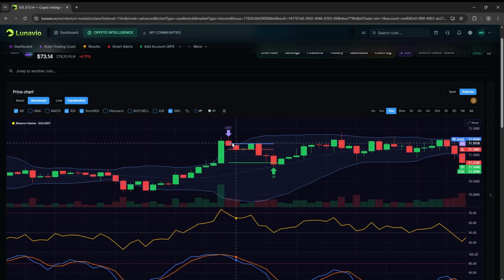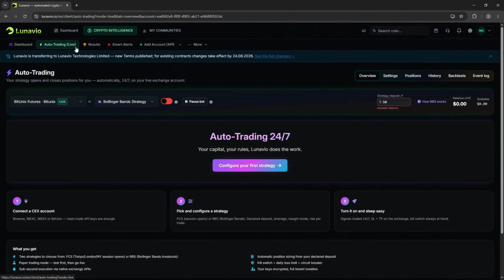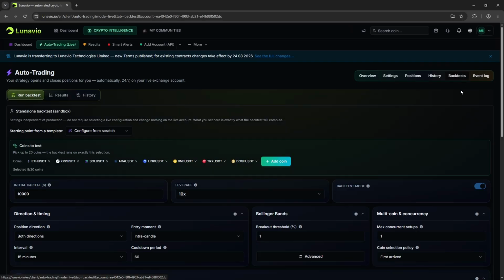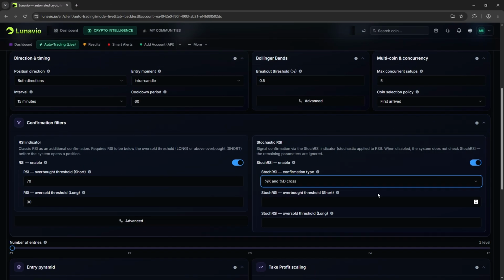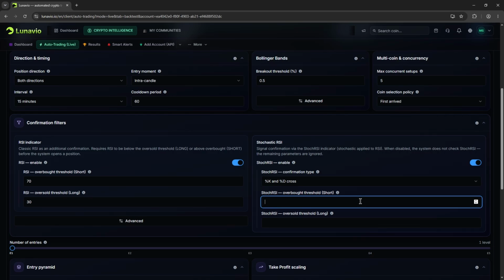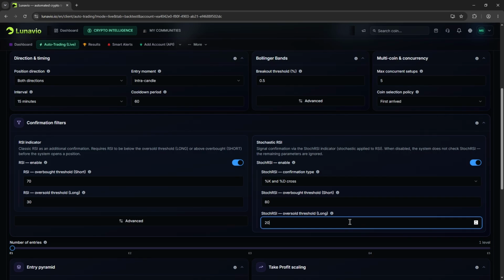It's also worth mentioning that Lunavio offers a so-called backtest feature, which allows you to test a strategy on historical data before you actually run real trading. By doing that, you can see how changing a single parameter in a strategy influences the final result, and then apply that to your daily trading.